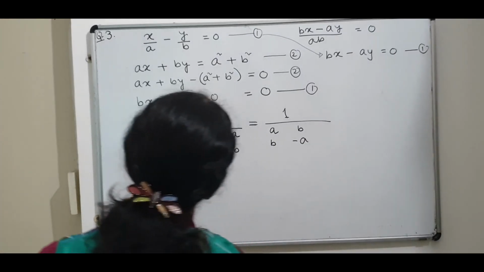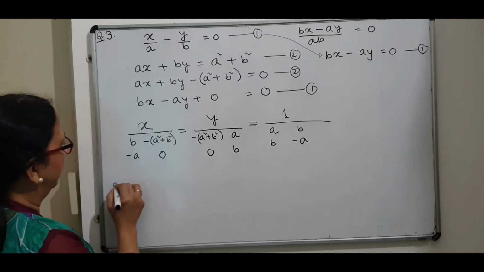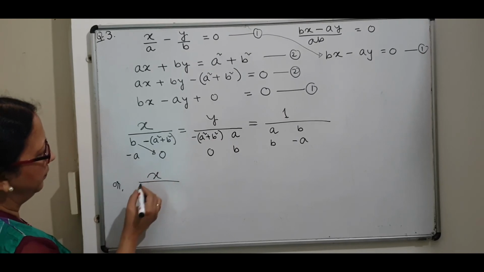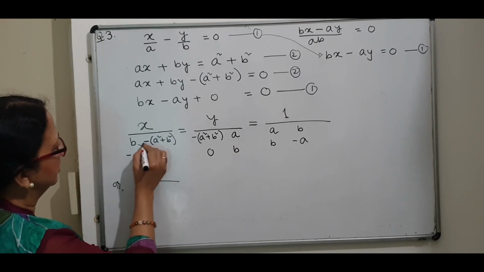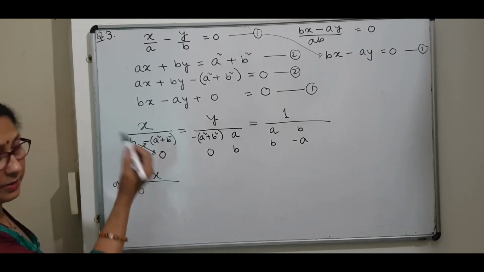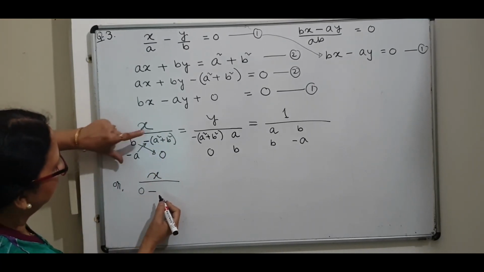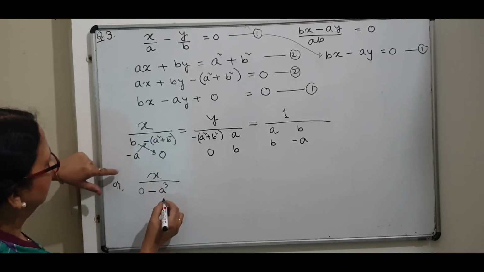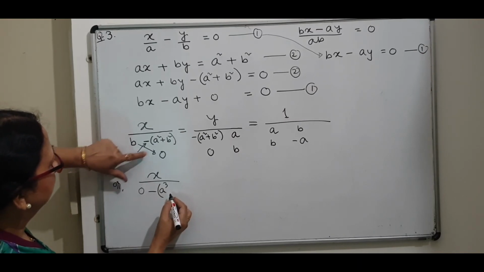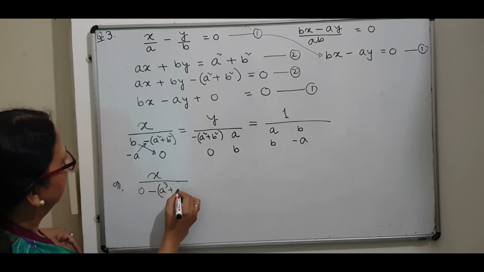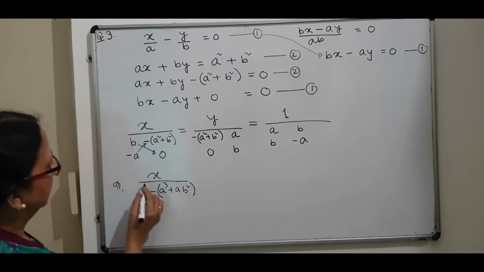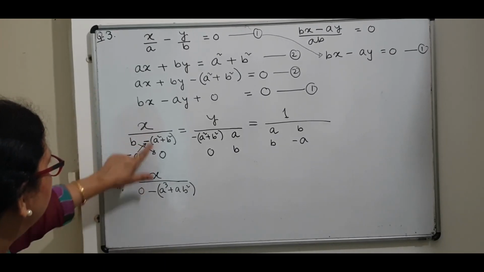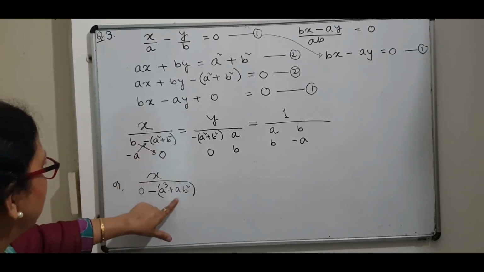So that I write. Then x upon, we do the cross multiplication. This into this is 0. Then minus this into this. Minus plus, then another minus, so it is minus. Minus of the product of this. So a into a squared is a cubed. Close the bracket, then plus ab squared. This you have to do very carefully. Minus plus, forget this, then minus is there, and then the product of a into a squared plus b squared. That I've written.